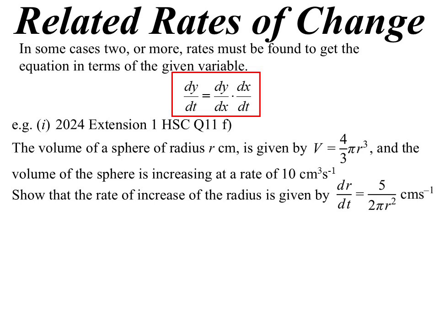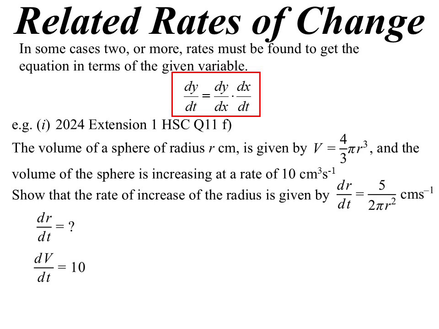The volume of a sphere, yes, they give you everything because they assume we don't know these things. Oh, by the way, it's 4/3 pi r cubed if you couldn't remember. And it's increasing at a rate of 10 centimetres cubed per second. First part of the question is to just show that the rate of increase of the radius is that expression. So all right, we have to find dr/dt. We've been given dV/dt.